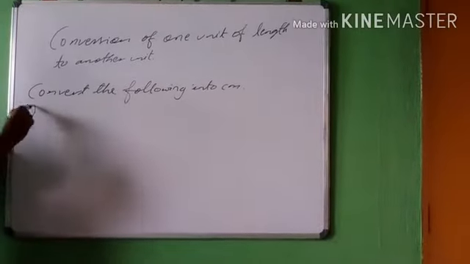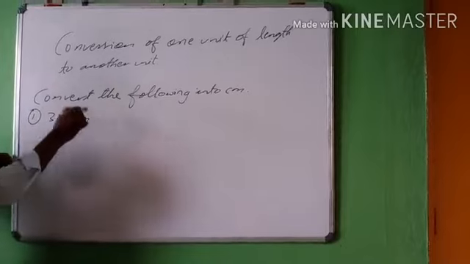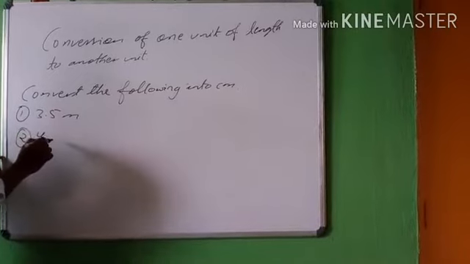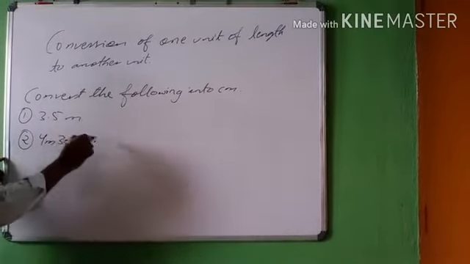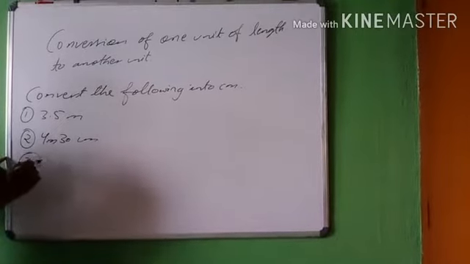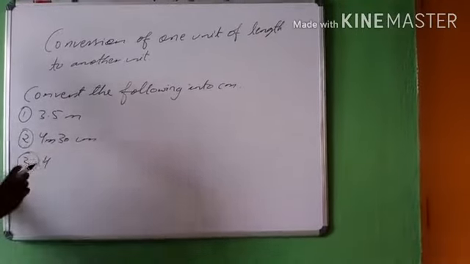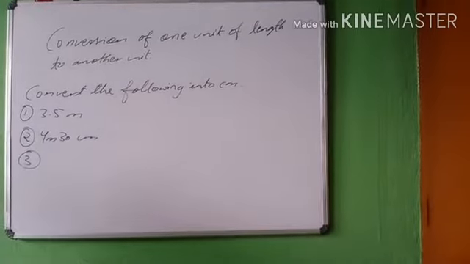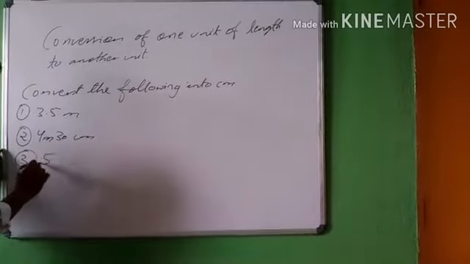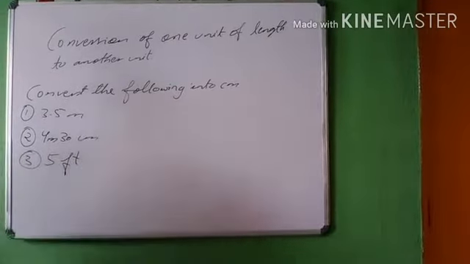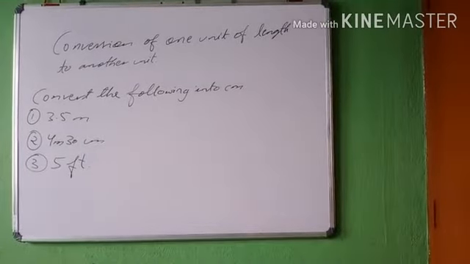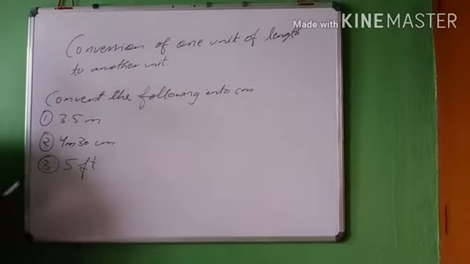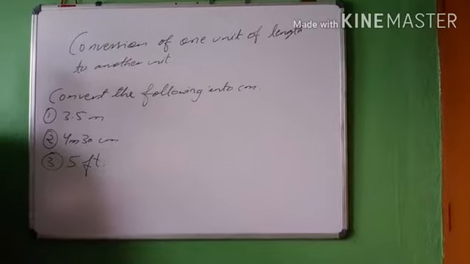Number 1, 3.5 meter convert to centimeter. Number 2, 4 meter 30 centimeter. Number 3, 5 feet. You have to do these questions in your notebook: convert 3.5 meter to centimeter, 4 meter 30 centimeter to centimeter, and 5 feet to how much centimeter it will be.